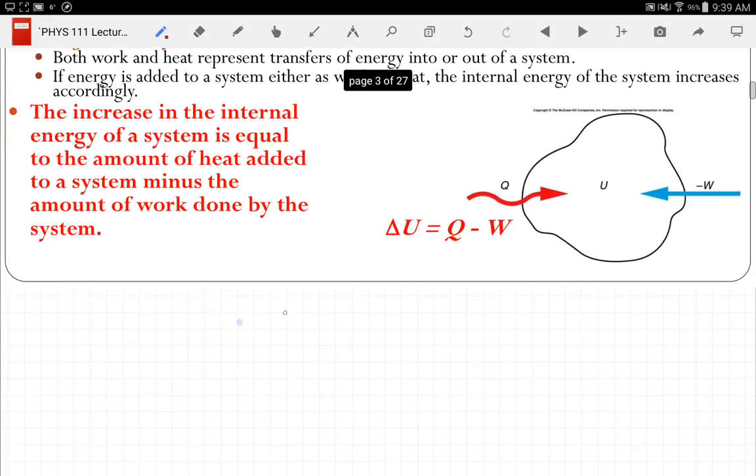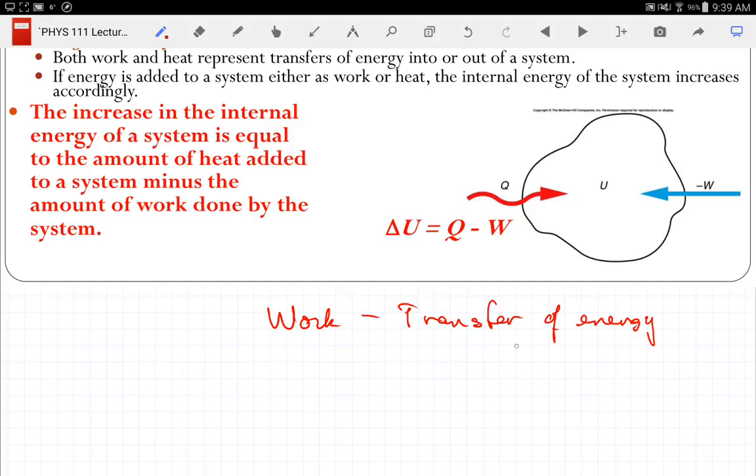One of them was work. It's a transfer of energy due to what? Or involving. If I'm going to do work on this, if I hold it like this, I'm not doing any work. Why? Doesn't move. Work, you have to have motion. So work is a transfer of energy involving motion.